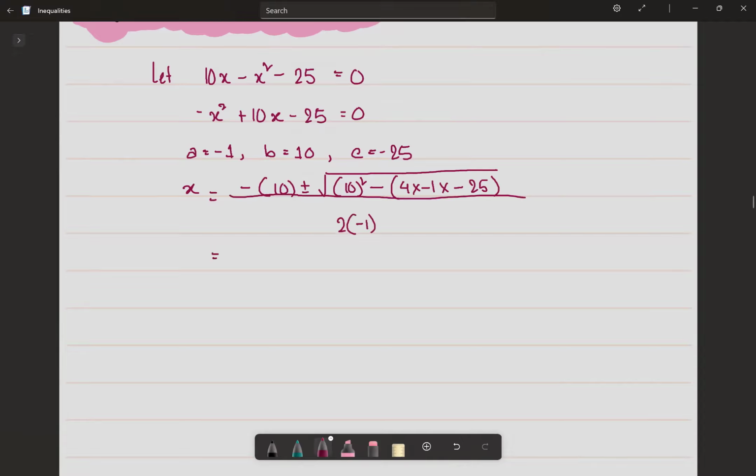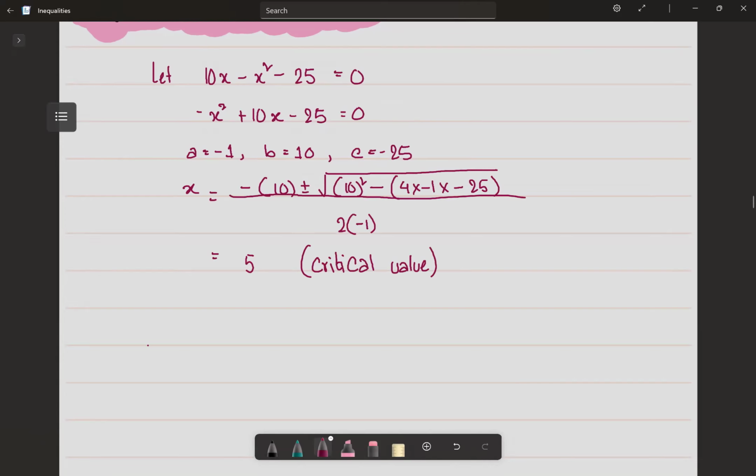And from here, the values that I get are repeated values. I get 5 and 5 again. So I have only one value as my critical value. Now what is my next task? My next task is to draw the number line to see what regions I get.